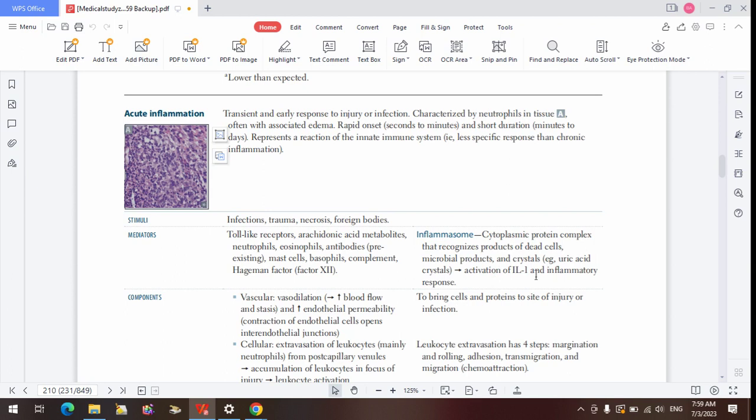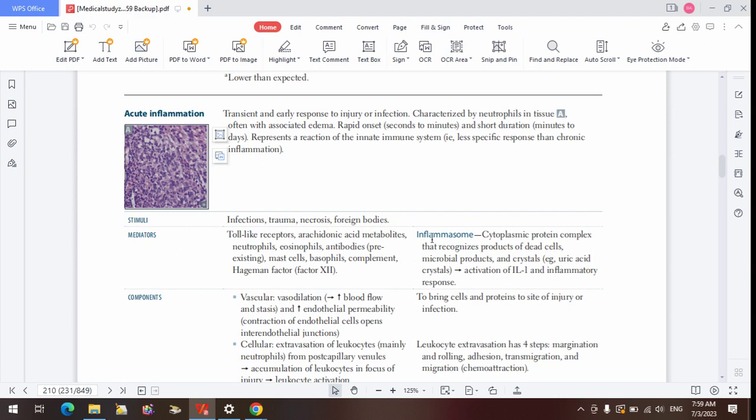So at the end of the day, when there's a fusion with the cytoplasmic protein complex forming the inflammasome, they will release interleukin 1. Interleukin 1 is a major interleukin that's released, and interleukin 1 can facilitate release of other interleukins that will now drive the inflammatory response.